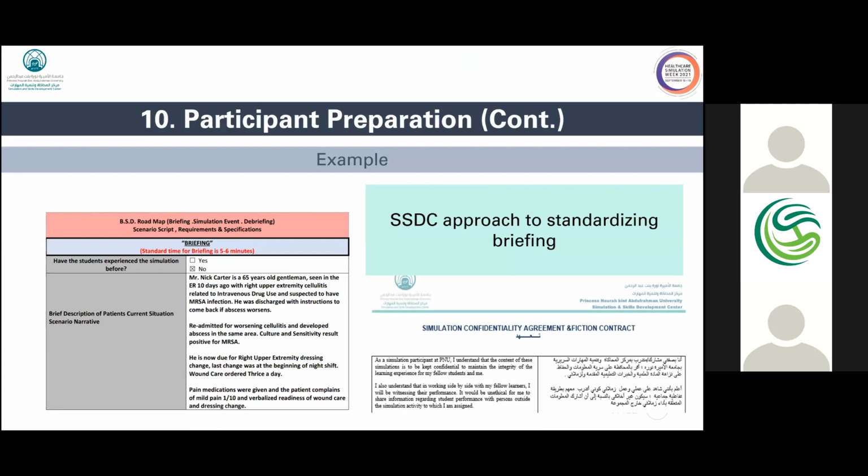Of course, the brief description section will detail what the case is and what is expected of the participants. Another aspect is the fiction contract. The fiction contract is a confidentiality agreement. It details that the event is confidential and the participants are expected not to disclose anything related to the experience, and we will do the same from our part, the educator team. We expect all participants in the simulation activity to sign. This is our approach to ensure a high quality briefing and preparation of the participants.